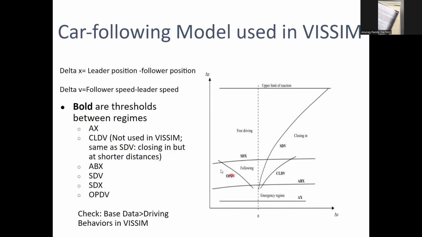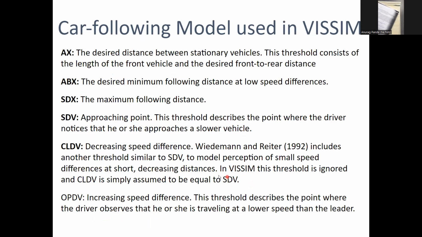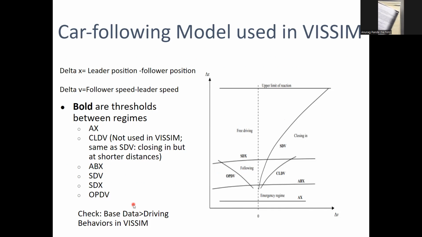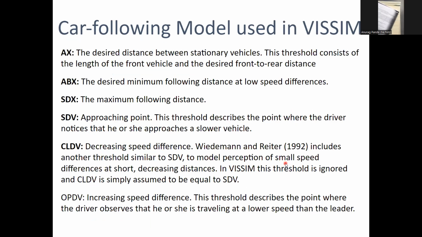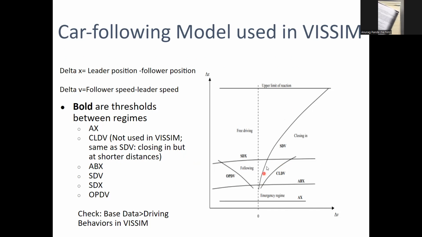This line is not just defined by delta X, as SDX and ABX and AX are defined just by delta X. OPDV is defined by the relationship between delta X and delta V. OPDV, as you know, stands for increasing speed difference, and CLDV is the same as SDV, but at the shorter distance. SDV is the approaching point. CLDV is the decreasing speed difference at shorter distances. It's the same as SDV, but just where delta X is small.